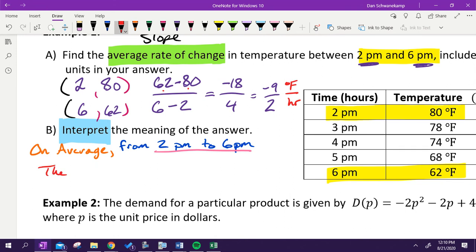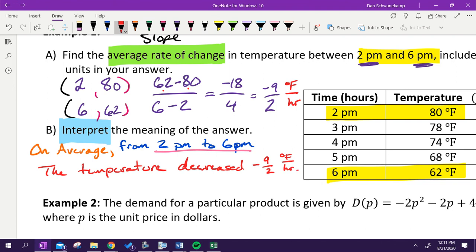What is changing here? We're finding the average rate of change of what? The temperature. What did we do with the temperature? It did what? Dropped. I'm going to say decreased, but yes, the temperature decreased. Negative 9/2 degrees Fahrenheit per hour.